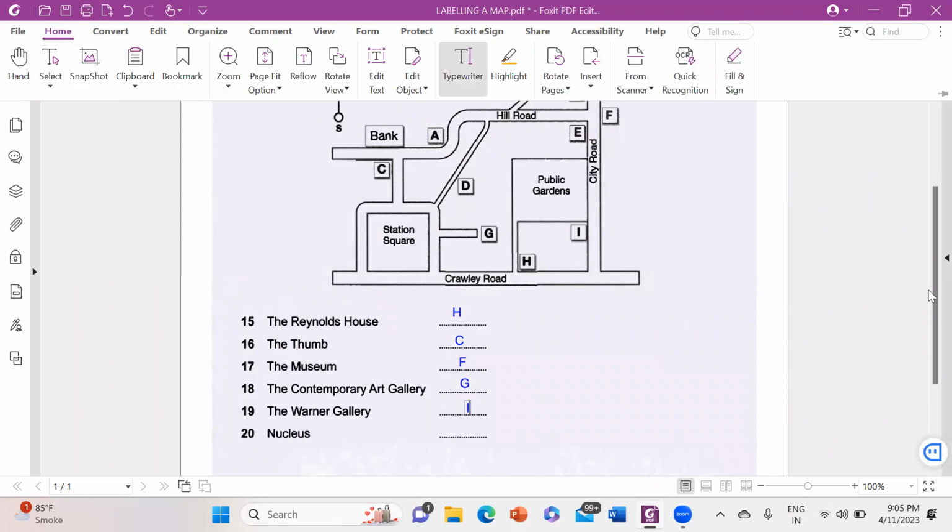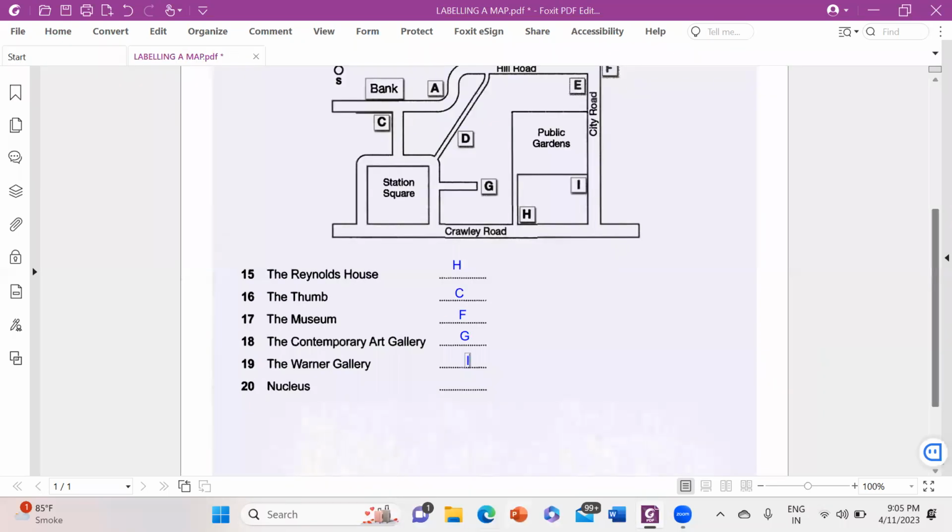What about question number 20, guys? Nucleus.